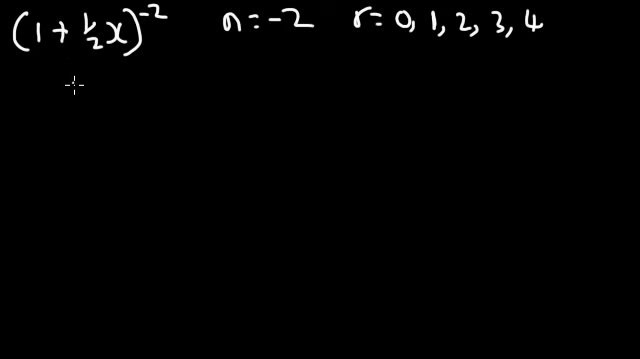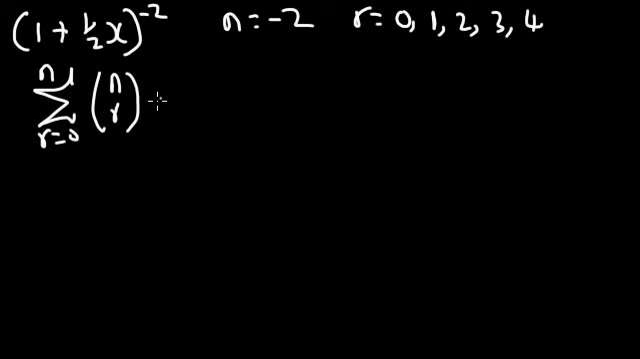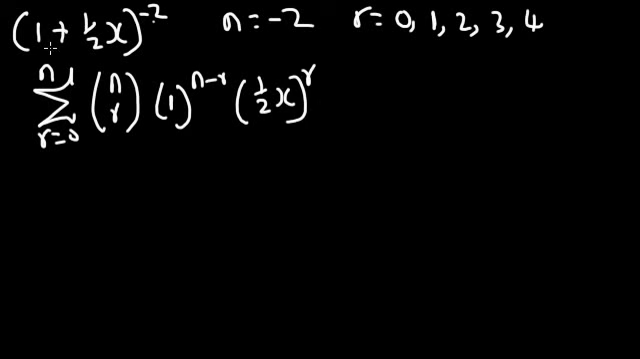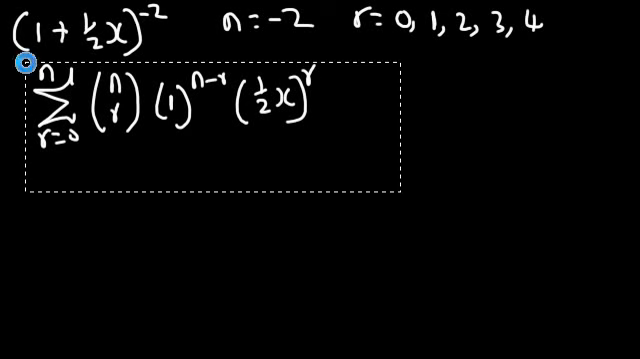The formula says the summation from r equals 0 all the way to n of n choose r, multiplied by 1 raised to the power n minus r, again multiplied by (1/(2x)) raised to the power of r. So this is the formula we'll be using. I'm going to get rid of it so it won't occupy most of our space, so just have it copied down.